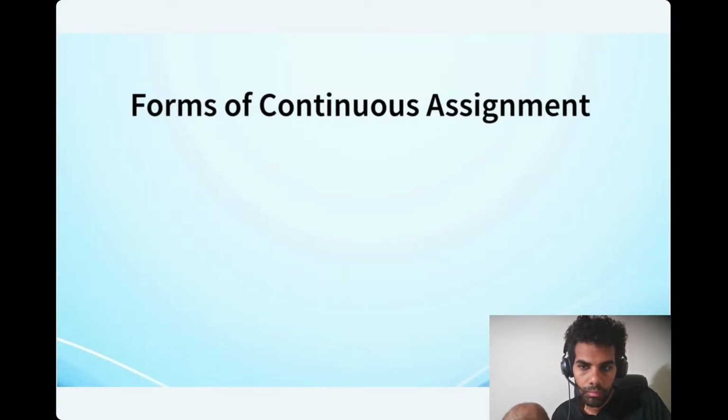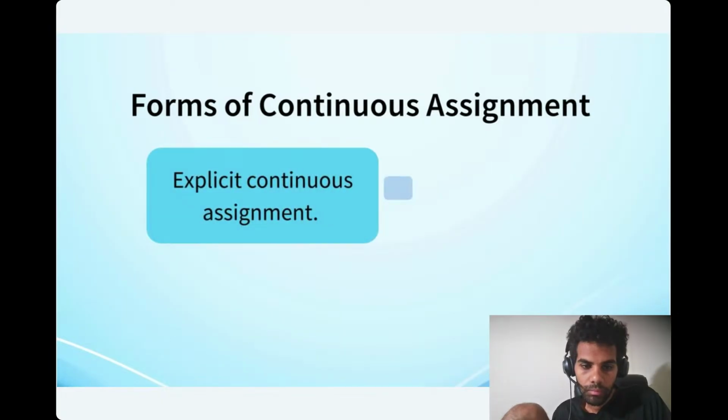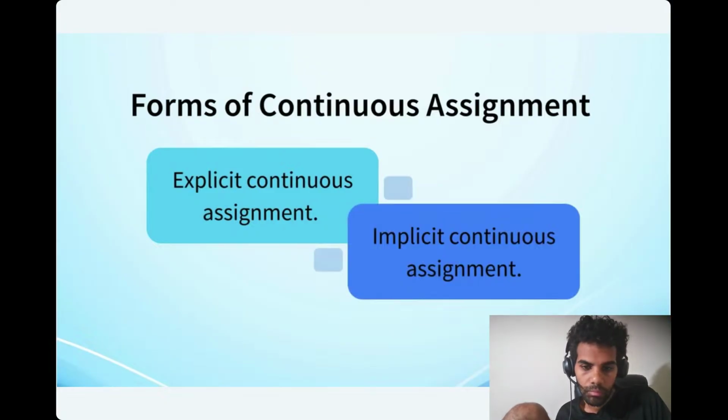There are two forms of continuous assignment that SystemVerilog supports. The first one is explicit continuous assignment using the assign keyword. And secondly, the implicit continuous assignment, also known as net declaration assignment, where a value is assigned right in the declaration. So let's take a look at each approach.